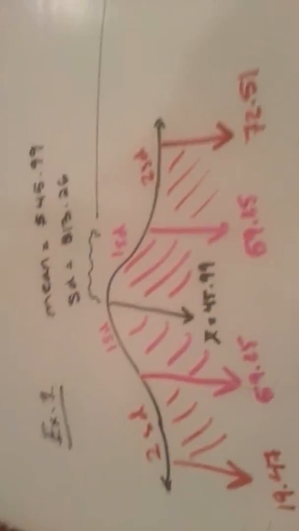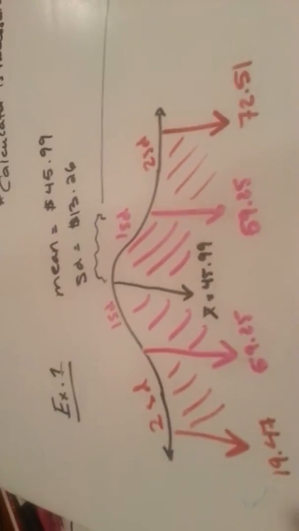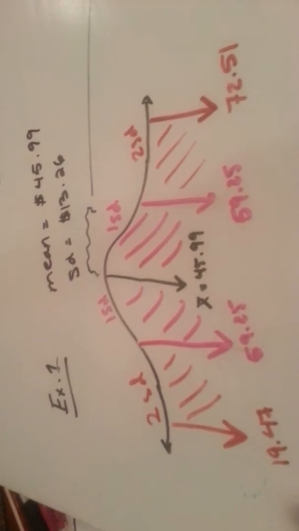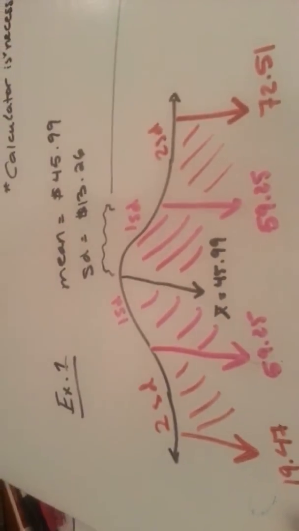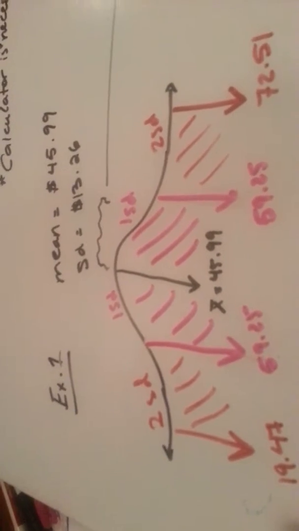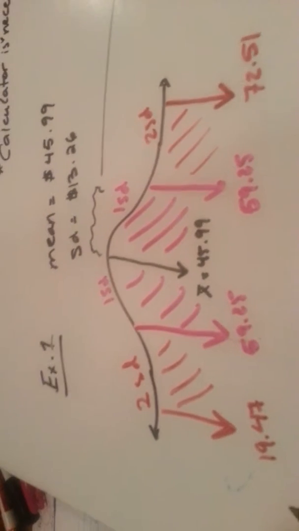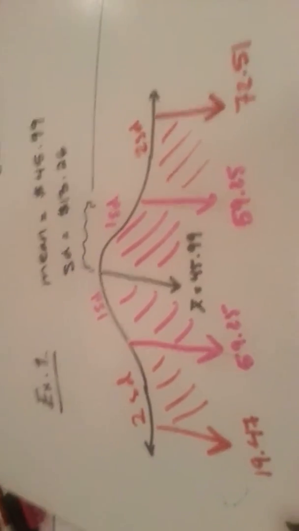We're going to do the first example. A student took a bunch of different prices from 100 people in a survey and found that the mean amount of money someone spent on a pair of jeans was $45.99 with a standard deviation of 13.26. And you're just going to use that for that problem.